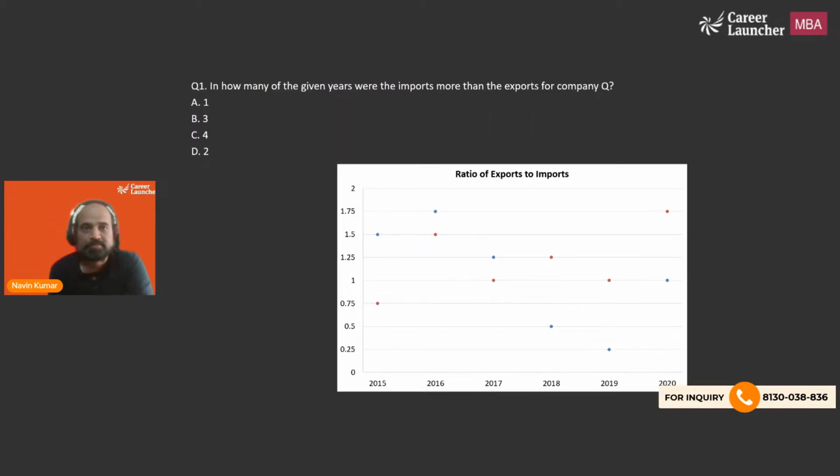So the first question, in how many of the given years were the imports more than exports of the company Q? So if I pick up company Q, the ratio given to us is exports to imports. And if we need imports more than exports, that is denominator is going to be greater than numerator, right? So this value should be less than 1. And we are talking about company Q. Company Q as in we're talking about orange. So the orange ones less than 1 is going to be only here, right? This is the only place where it happens. So it's going to be option.